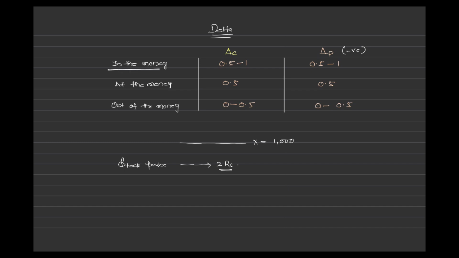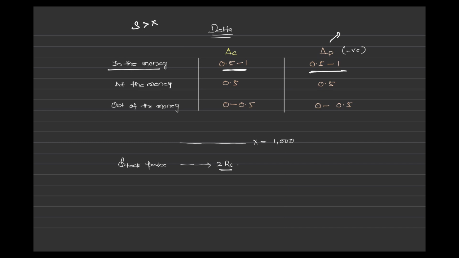If the call is in the money, then the delta of call will fall between 0.5 to 1. Call is in the money when stock price is greater than exercise price. However, when put is in the money, then the delta of put is between 0.5 to 1. And please, I'm not respecting the negative sign. It is for you to understand the negative sign. And put is in the money when exercise price is greater than stock price, right?